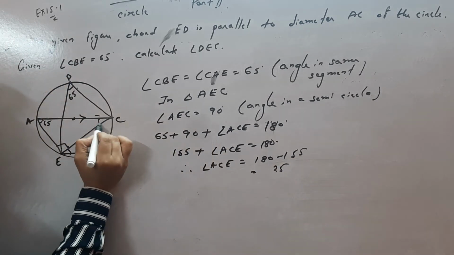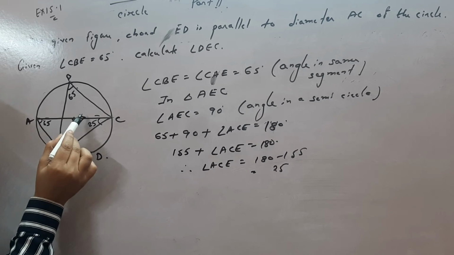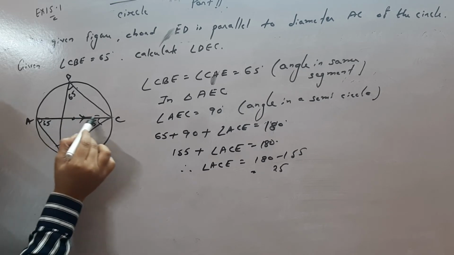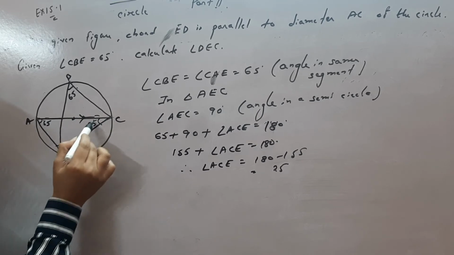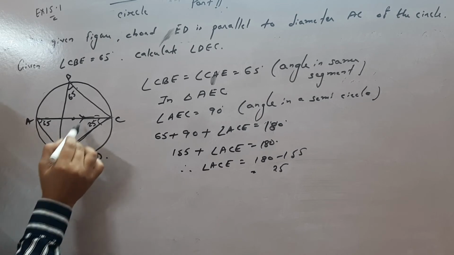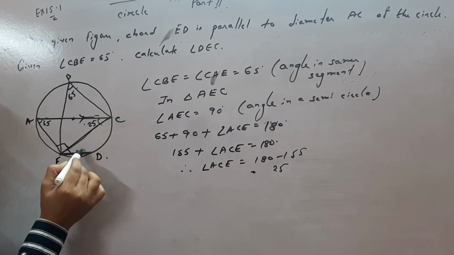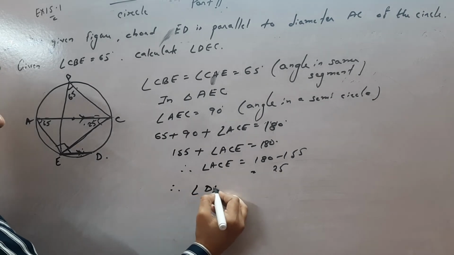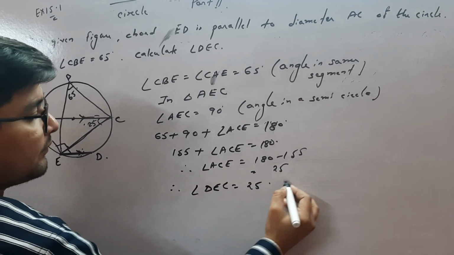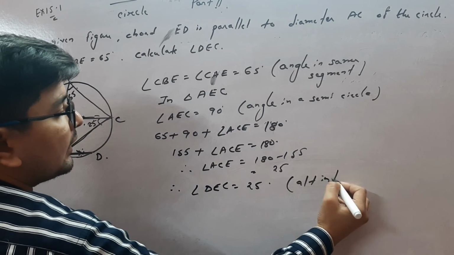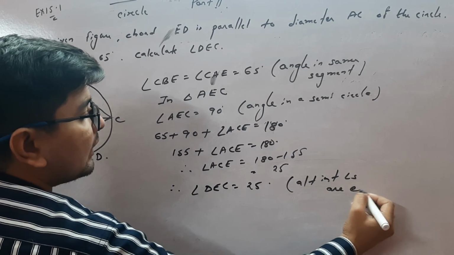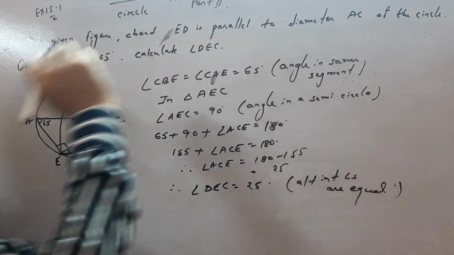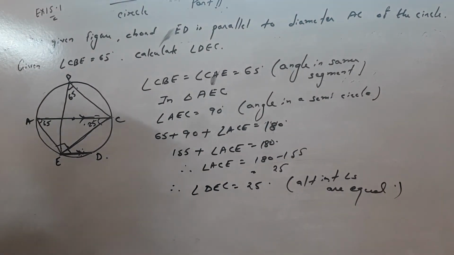So this one is 25. See, these lines are parallel, so that means forming a Z shape, and alternate interior angles are equal. When two lines are parallel and forming a Z shape, alternate interior angles are equal. So therefore, angle DEC equals 25. Reason: alternate interior angles are equal. Okay, note.